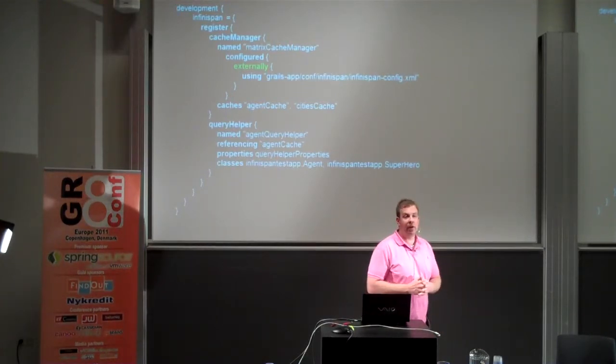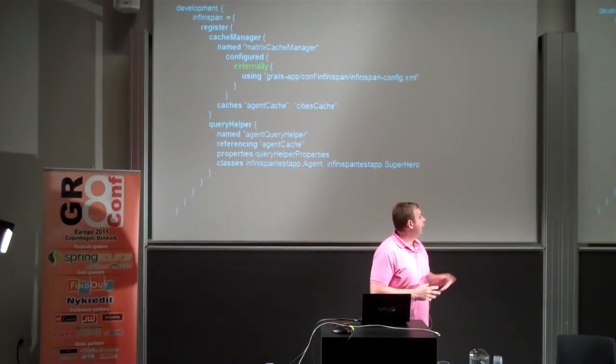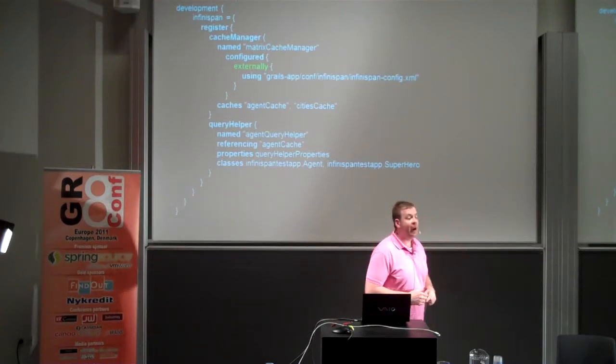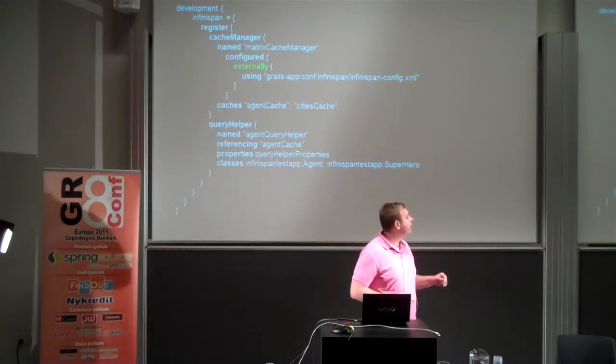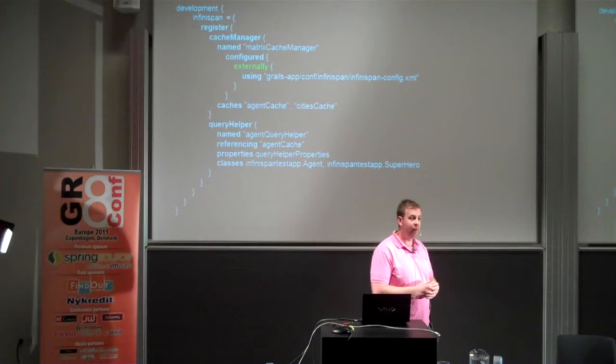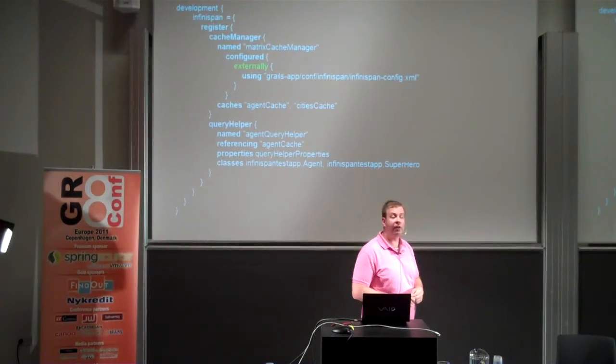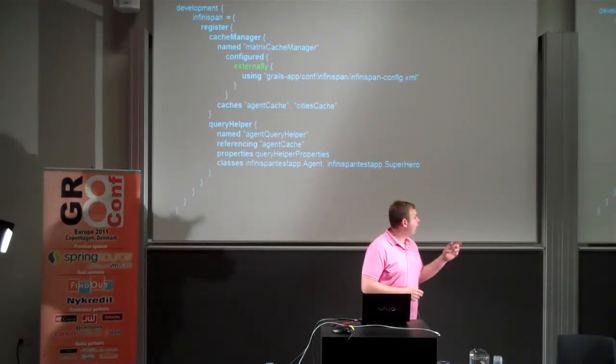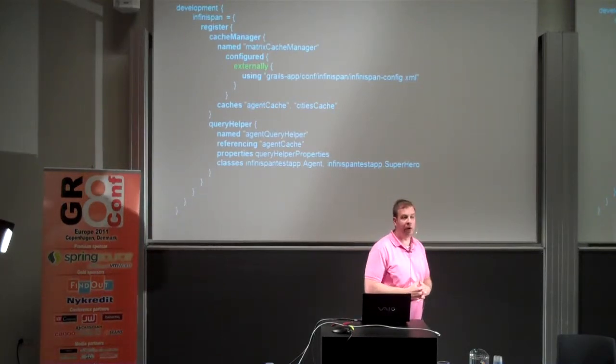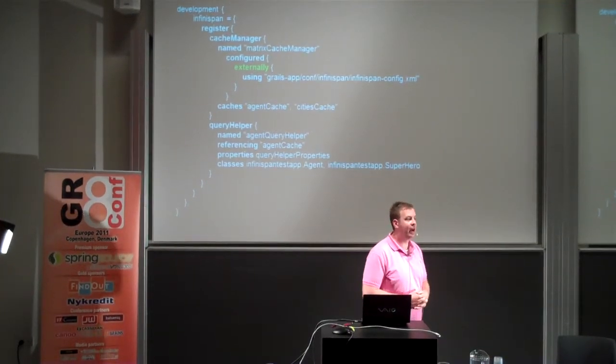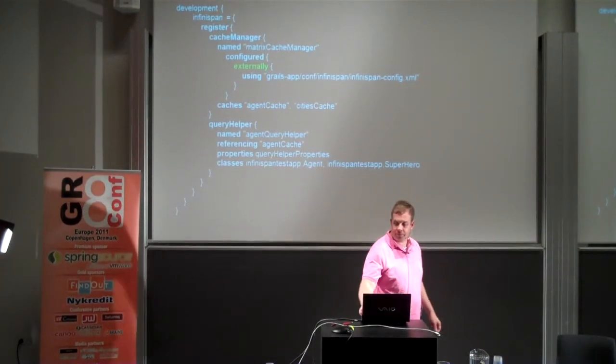So in this case, we made it part of the DSL, and we have, I think, 4 beans here that we've configured with the app. We have the cache manager, so matrix cache manager. We have 2 caches, agent cache and cities cache, and we have a query helper which is named agent query helper. So these are all beans now that your application can use.